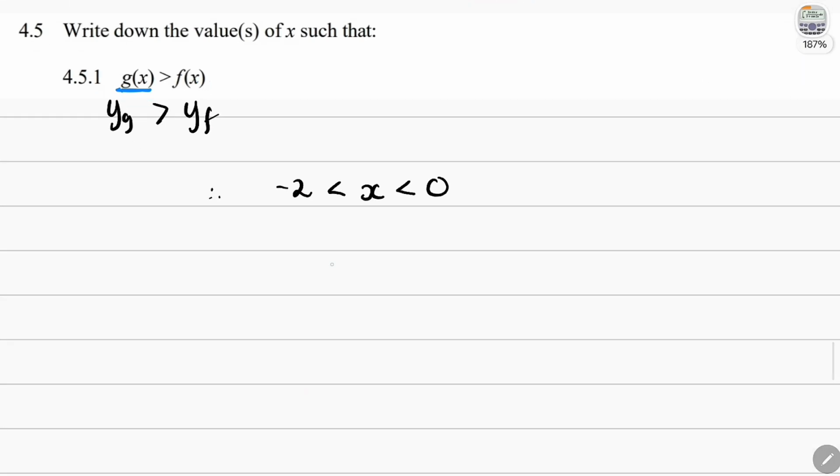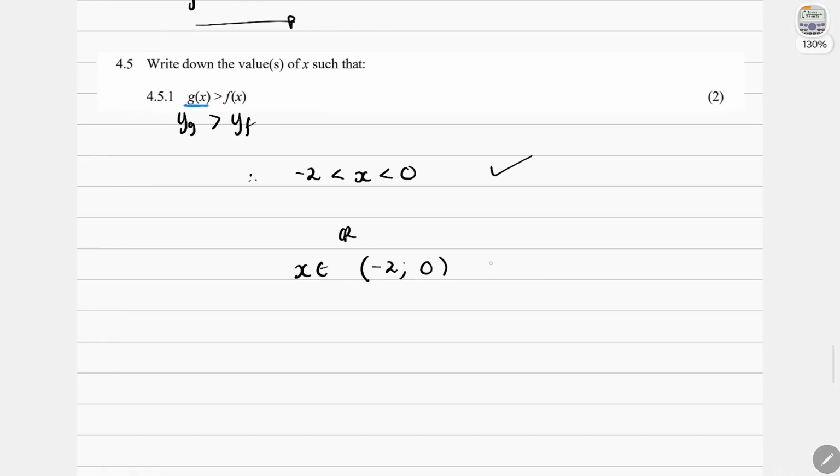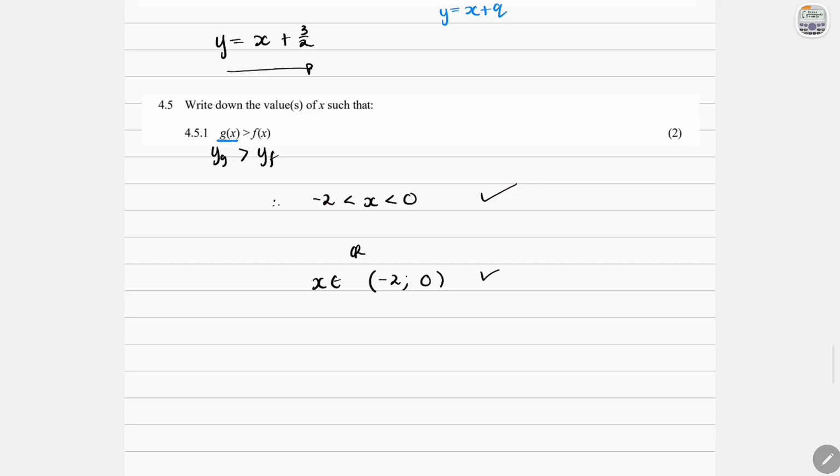Okay, you can also, of course, write this in interval notation, which is x is an element of, and you're going from -2 all the way to 0. But it's not greater than or equal to -2, it's just greater than -2. So use a round bracket here, also a round bracket here. So you can write it like this or like that, and it is perfectly fine. Moving on to the next question.